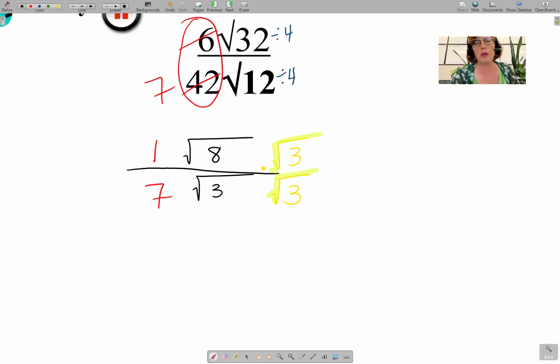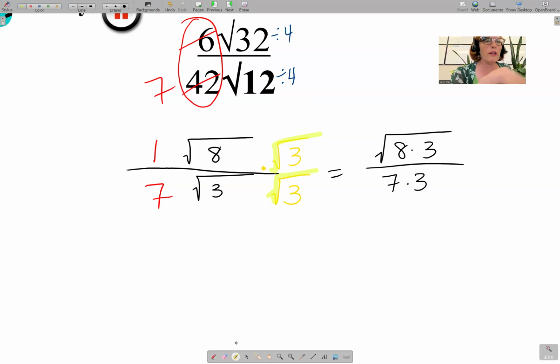And this is what you end up with, or you should. I have 8 and 3, and then I have 7 times 3. Warning, be very careful here. That 3 up here is under the radical. That 3 down there is outside of the radical. You cannot do that. What I just did was wrong. If you did that, you need to correct it as part of your red pen corrections. So those have nothing to cancel with, 21.